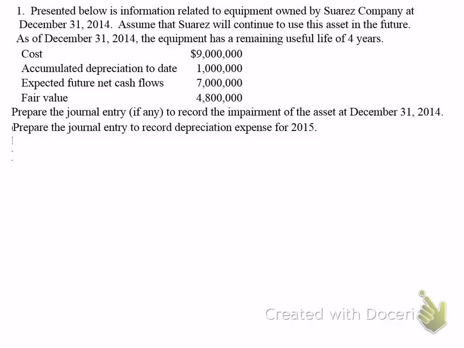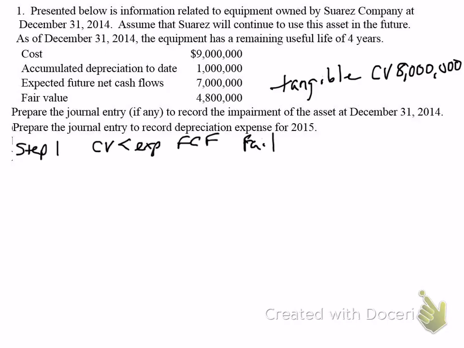Okay, so first one, we've got information about equipment, and we're testing it for impairment. So this is the tangible assets. Our carrying value for this asset is the cost of $9 million minus accumulated depreciation of $1 million, giving us $8 million. When you have tangible assets for impairment, the first step is you check to see if the carrying value is less than the expected future cash flows. Our carrying value is $8 million. Expected future cash flows are $7 million. So we fail this step and we have to go to the second step.